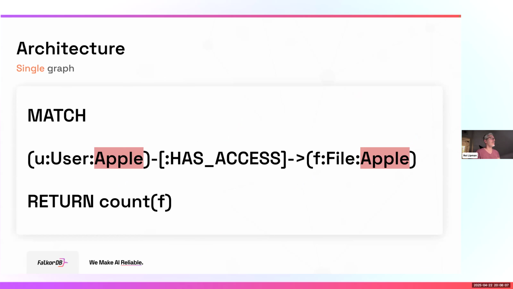And it makes your life a little bit harder. Whenever you're writing a query, you need to be careful, and you need to specify under which organization you're currently querying the graph to avoid accessing data that you should not be seeing. So here, for example, we're asking, give me a set of Apple users that have access to files owned by Apple, and tell me how many there are.